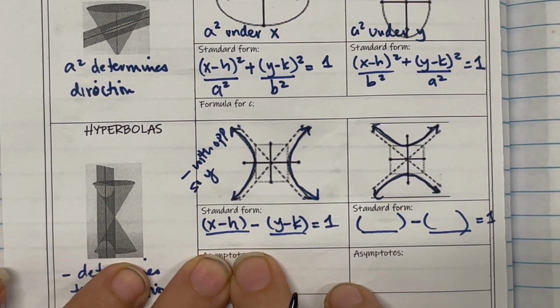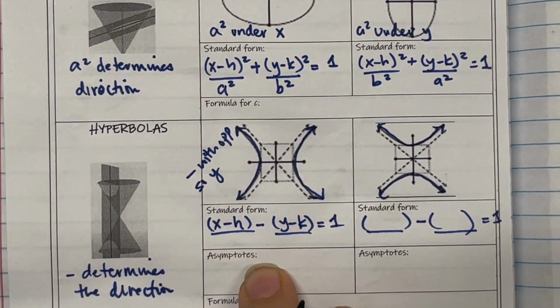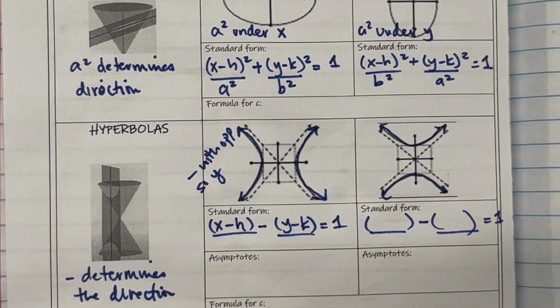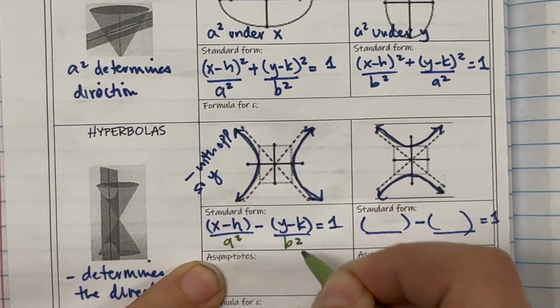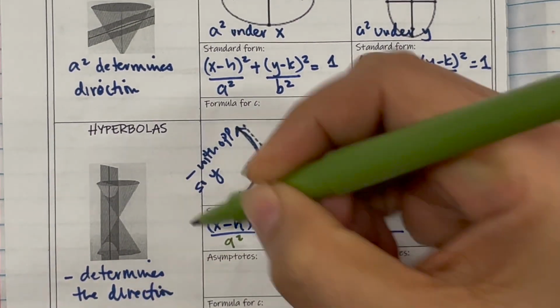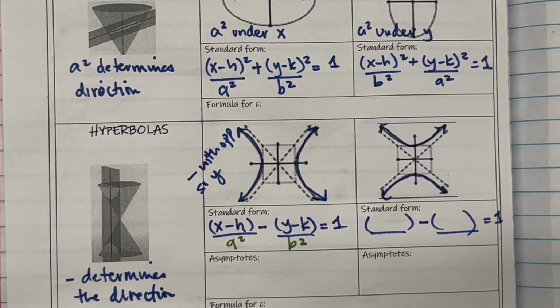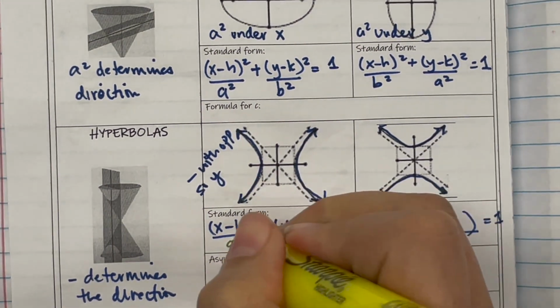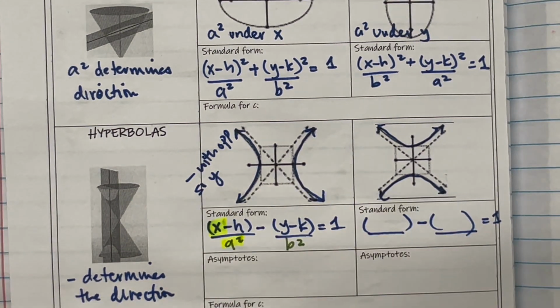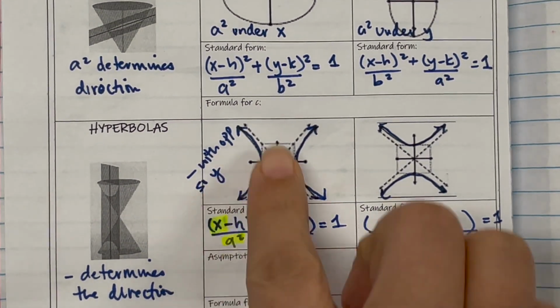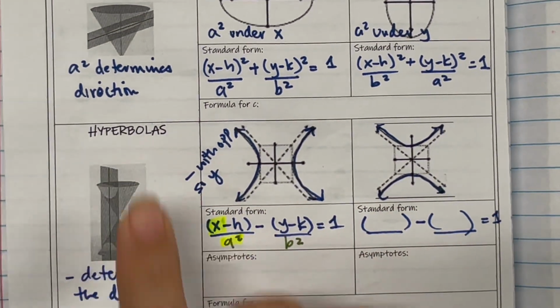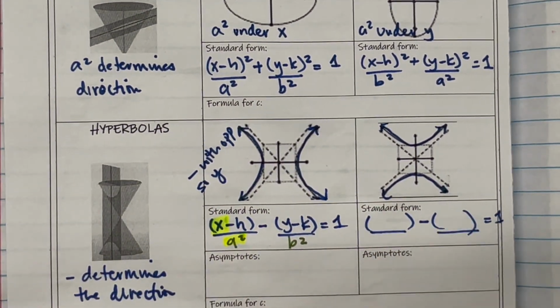Now, this is very, very important. It does not matter whether it's horizontal or vertical. A squared is always under the first one. B squared is always under the second one. And when you're trying to determine what A is, it is the one that's in the X direction. If you're trying to determine what B is, it's in the Y direction for a horizontal hyperbola. Okay? Let's take a look at a vertical one.